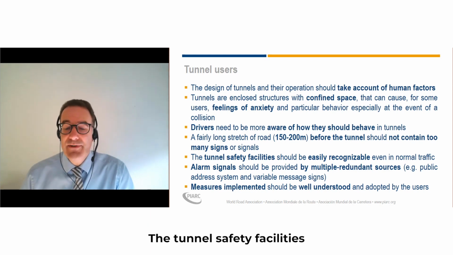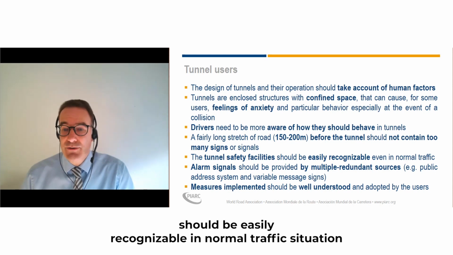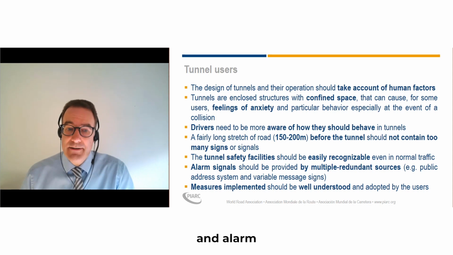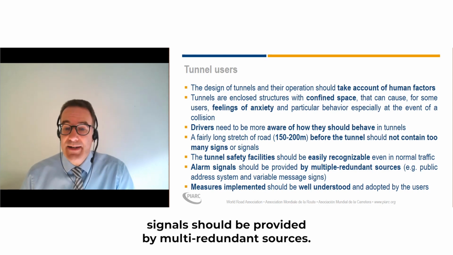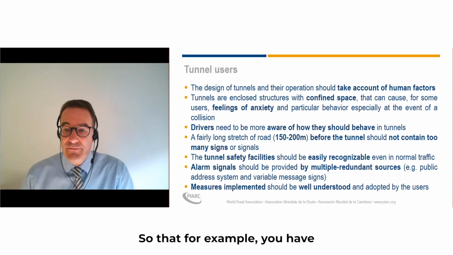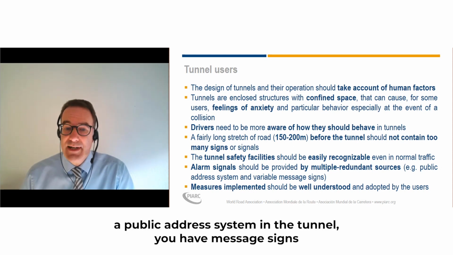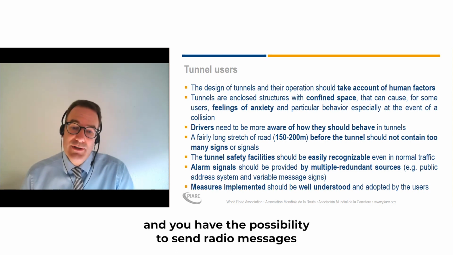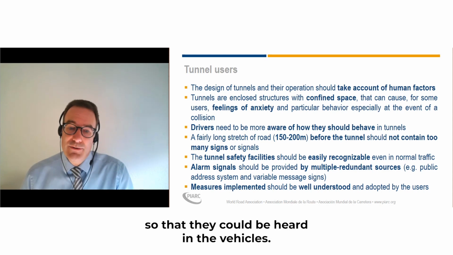Drivers need to be very much aware of how they should behave in a tunnel and where the emergency exits are, for example, to evacuate. A fairly long stretch of road, around 200 meters before the tunnel, should not contain too many signs or signals to distract the user from the driving task. The tunnel safety facilities should be easily recognizable in normal traffic situations. And alarm signals should be provided by multi-redundant sources. For example, you have a public address system in the tunnel, you have variable message signs, and you have the possibility to send radio messages so that they could be heard in the vehicles.